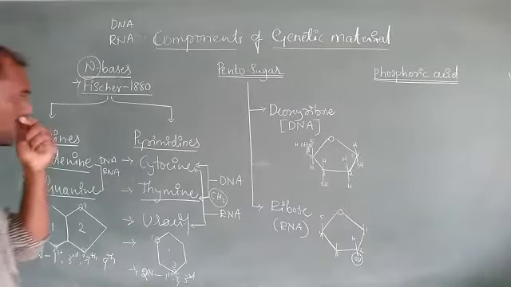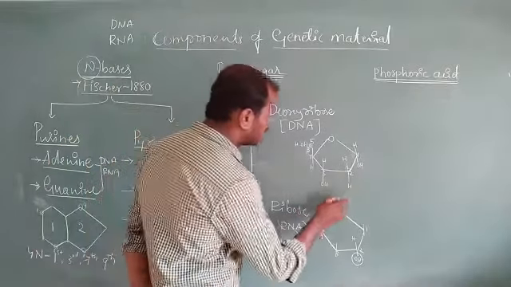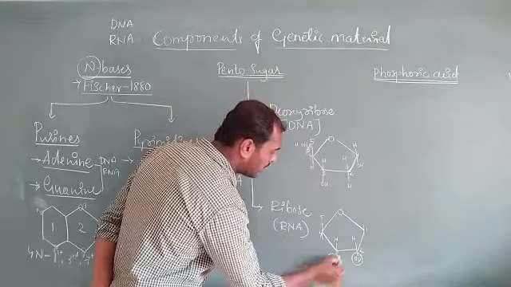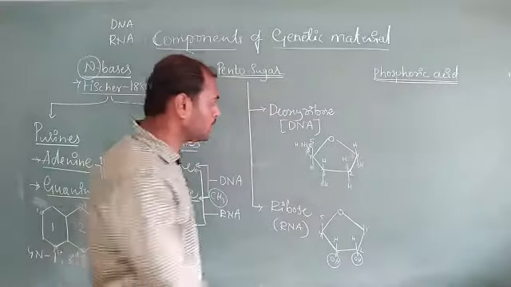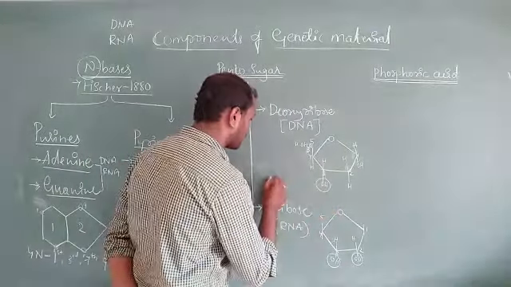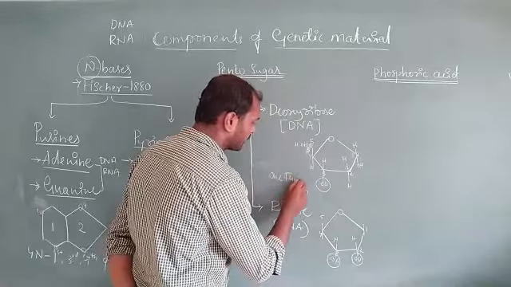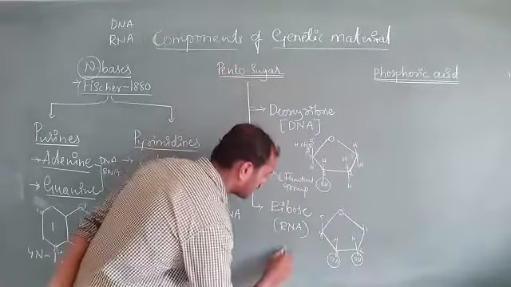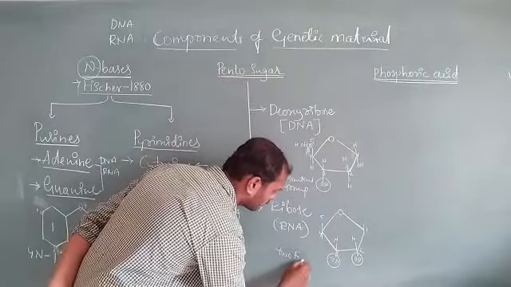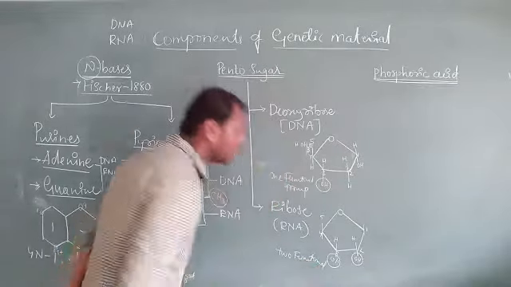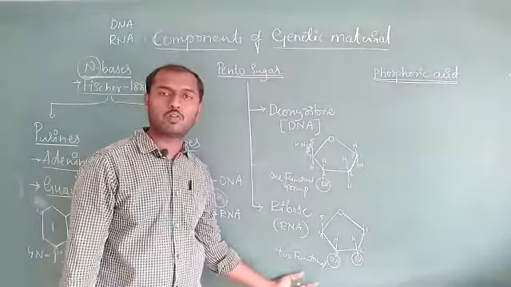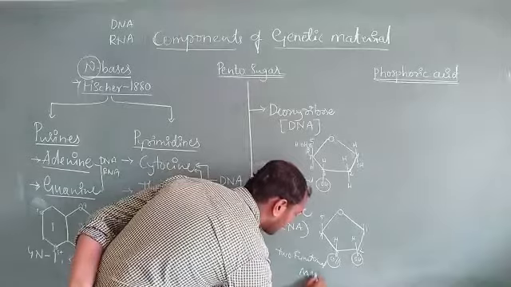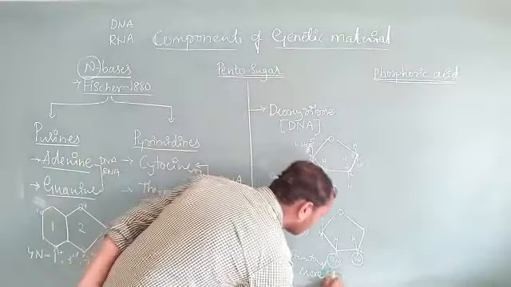In DNA you are going to get H and H. In case of RNA you are going to get two functional groups, OH and H, and here you are going to get only one functional group. Because of the two functional groups in case of RNA, it is highly reactive, or more reactive. Okay, can you see? Yes, more reactive.